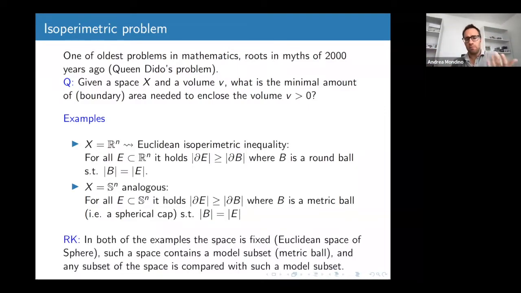Now, in both of the examples, both in the Euclidean and in the spherical isoperimetric inequality, the space is fixed, either the Euclidean space or the sphere. And such a space contains a model subset, which is a metric ball. What we do is compare any subset of the space with such a model subset. All right, so this is the isoperimetric problem in its most simple form.